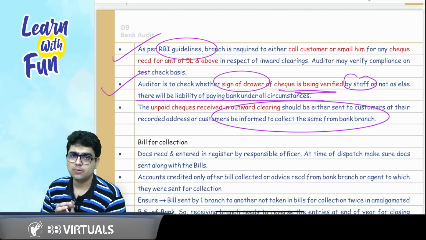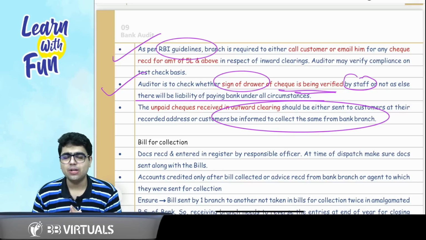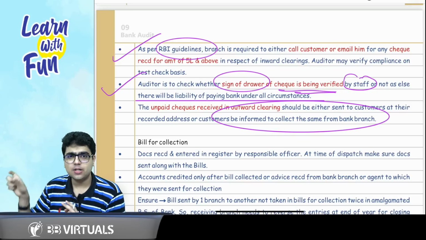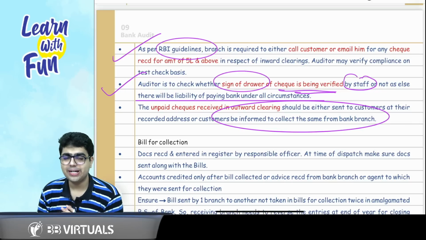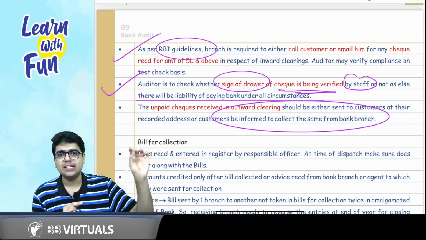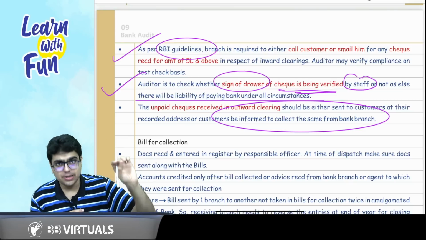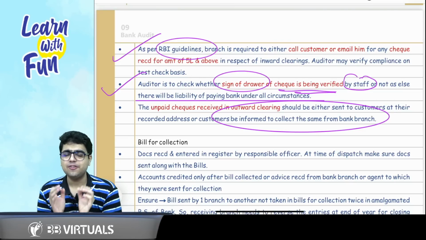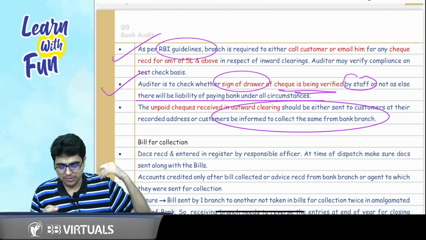First of all, the concept of check truncation system. Then the RBI rule of 5 lakh and above, that the person whose account is debited needs to be intimated. Third point, if the sign is not verified, it is the liability of the paying bank. And the fourth point is, if my check remains unpaid, it shall be returned back to me.